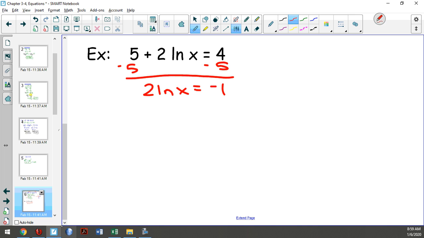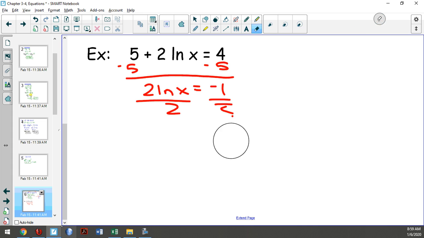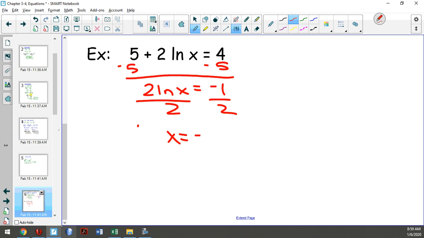Now what? That 2 seems out of place. What should you do with it? No, you're trying to condense. How's it attached to the logarithm currently? So we're going to divide both sides by it because we just want to isolate the natural log, right? The natural log of x is equal to negative 1/2. Now what?